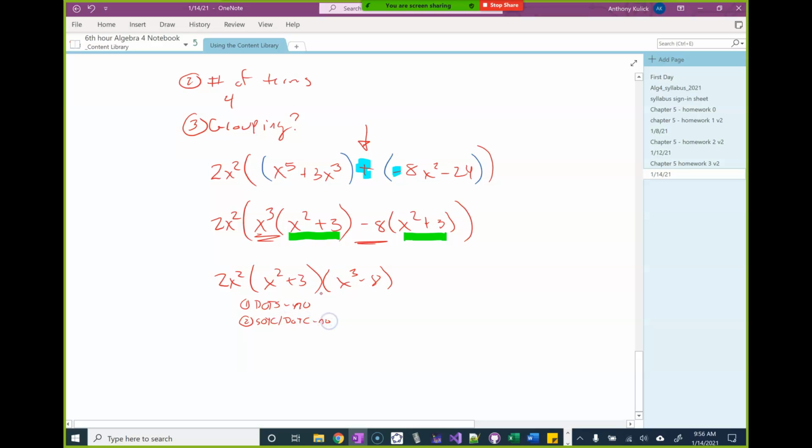So if we start writing our answer out, we know the 2x squared is there. We know the x squared plus 3 is there. Now we'll move on and start worrying about this x cubed minus 8. Is it a difference of two squares? Definitely not, because the exponent isn't even. Is it a sum or difference of two cubes?